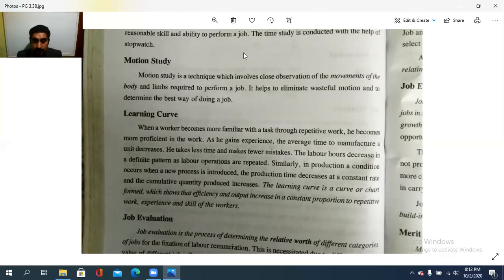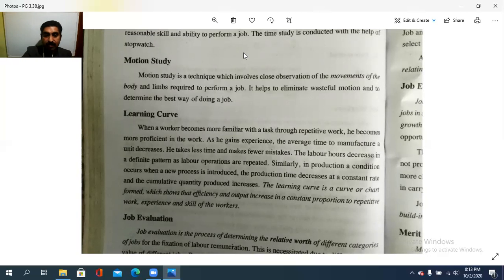Through repetitive work done by the worker, through the experience generated as well as the skill maintained or gained from the work done. So that is the learning curve. It's a curve or a chart that is formed that shows the efficiency and the output increase in a constant proportion to the repetitive task, experience and also the skill of the workers. That is the learning curve.